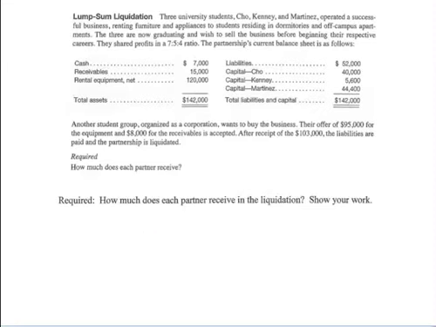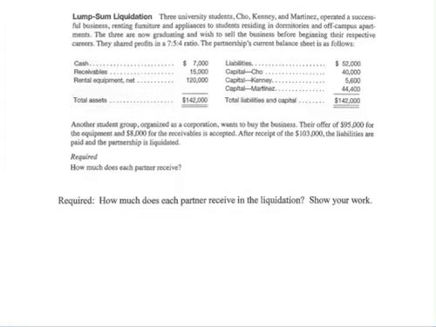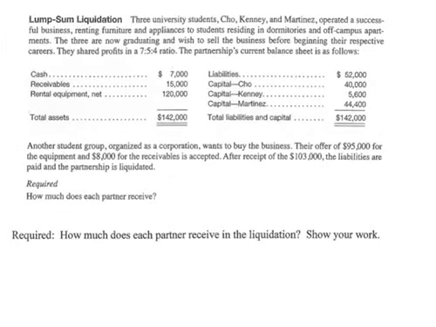Okay, good job. Three university students, Cho, Kinney, and Martinez, were a partnership. They've been successful. Basically, their business was to rent furniture and appliances to students. Those three are graduating now and moving to other cities, so they're going to sell the business.